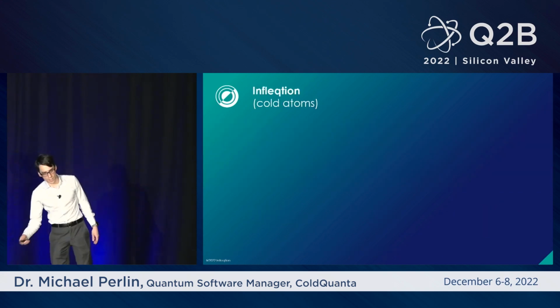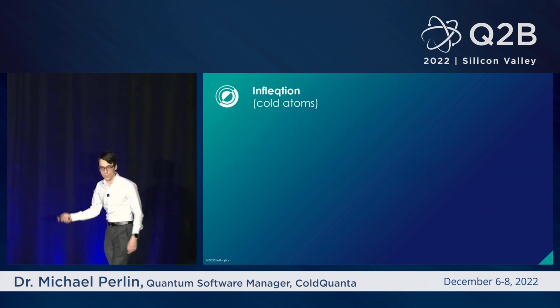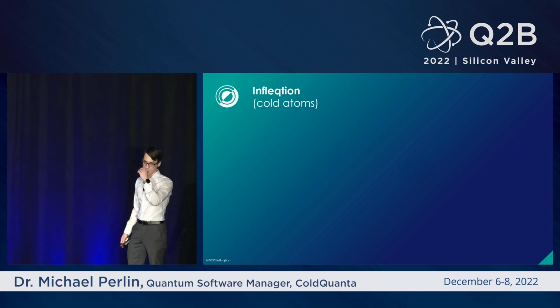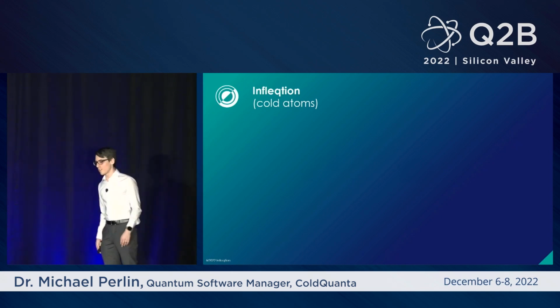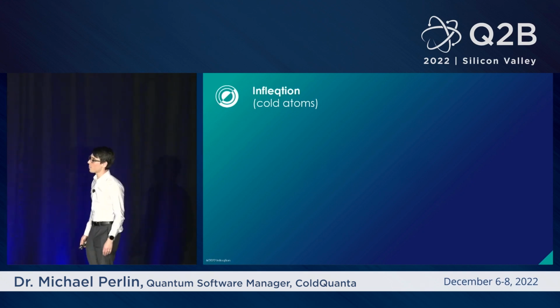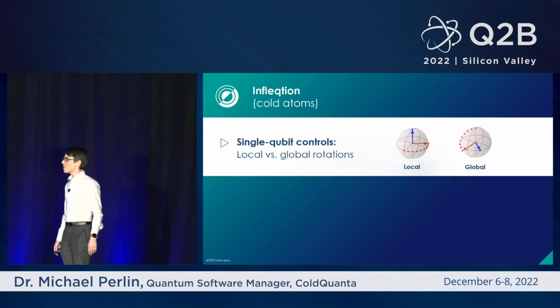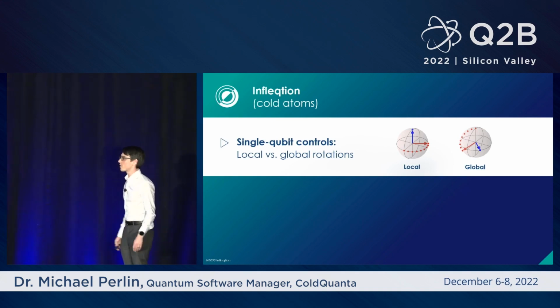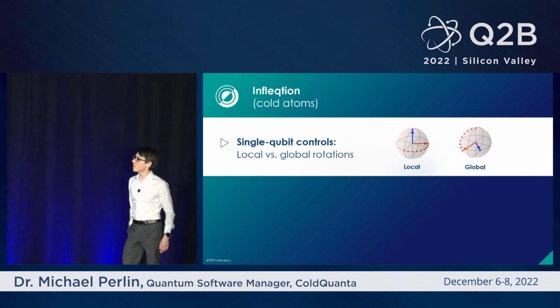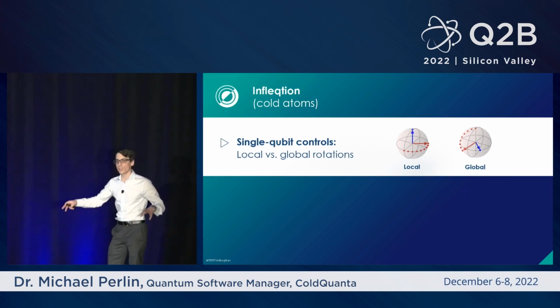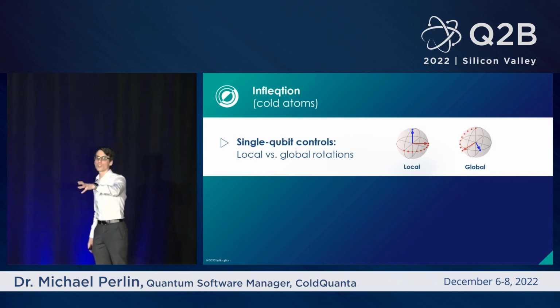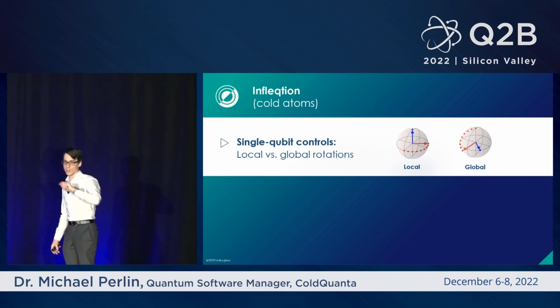All right, so the last example I want to give has to do with cold atom platforms. This is based on how the cold atom system built by Infleqtion works. So the thing to know about these cold atom platforms that's relevant for this is that there's a separation if you want to do something with individual qubits. There are certain things you can do locally. You can just rotate one qubit at a time.